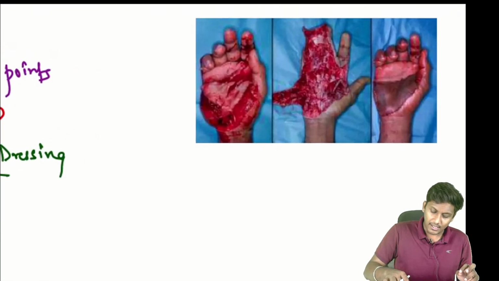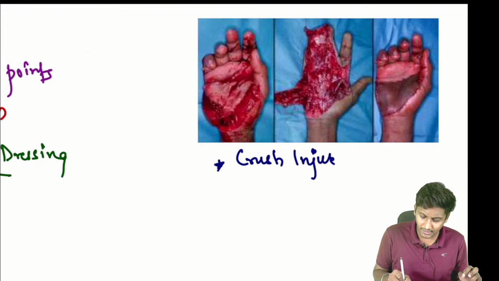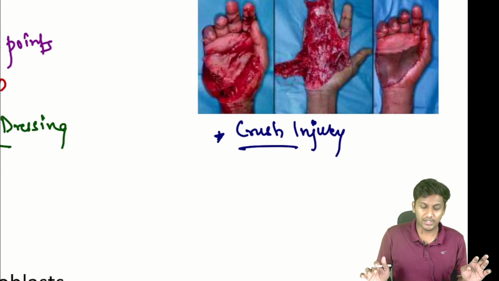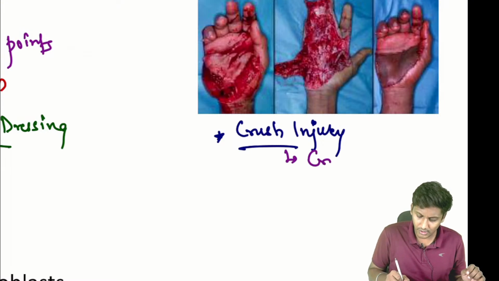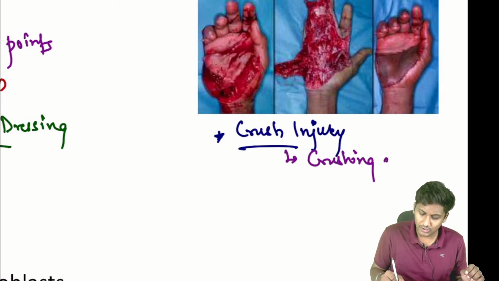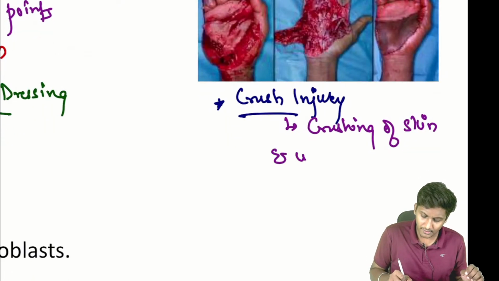And the last one, this is what is called a crush injury. Can you see that the skin and the underlying structures are completely crushed over here? So here you can see there is crushing of skin. In a crush injury, there is crushing of skin and underlying structures.